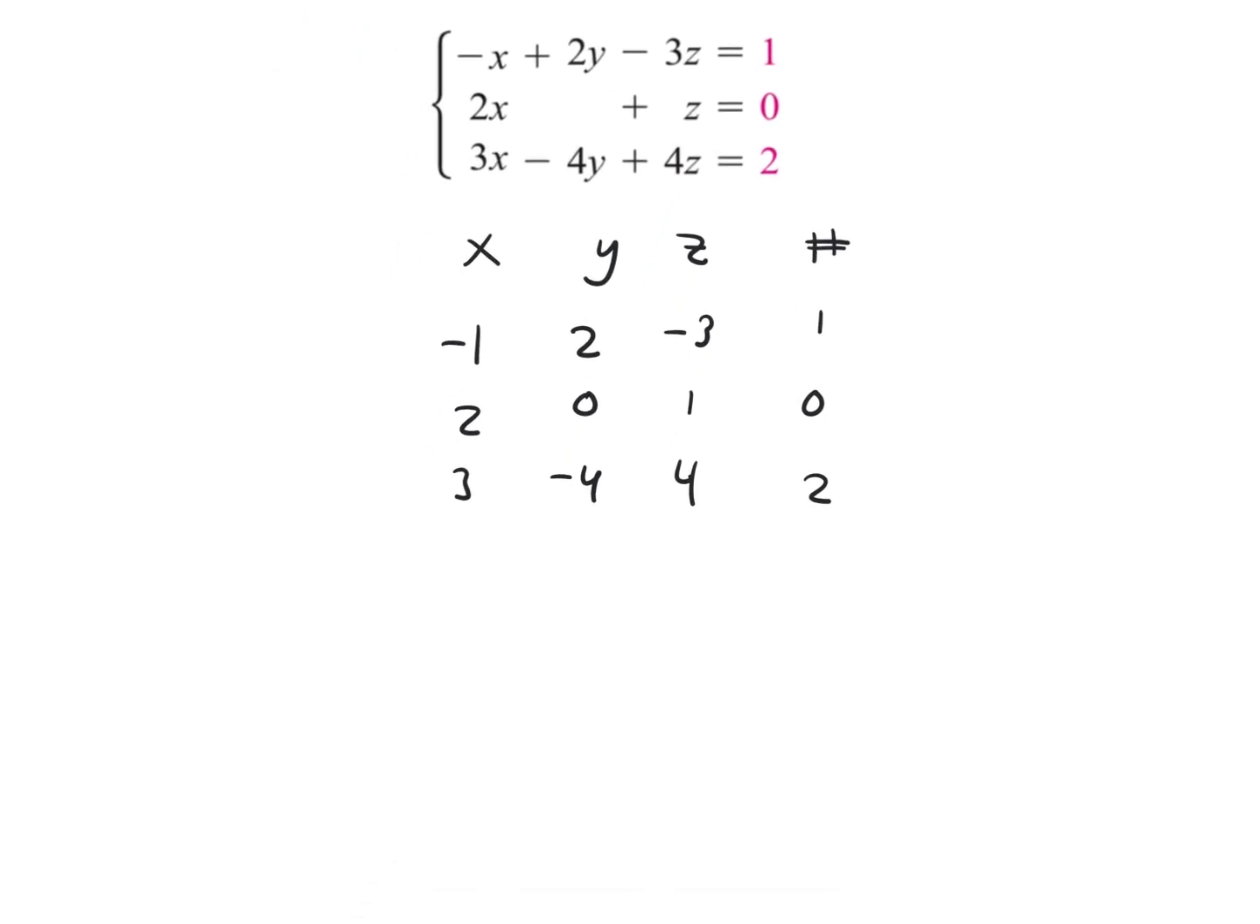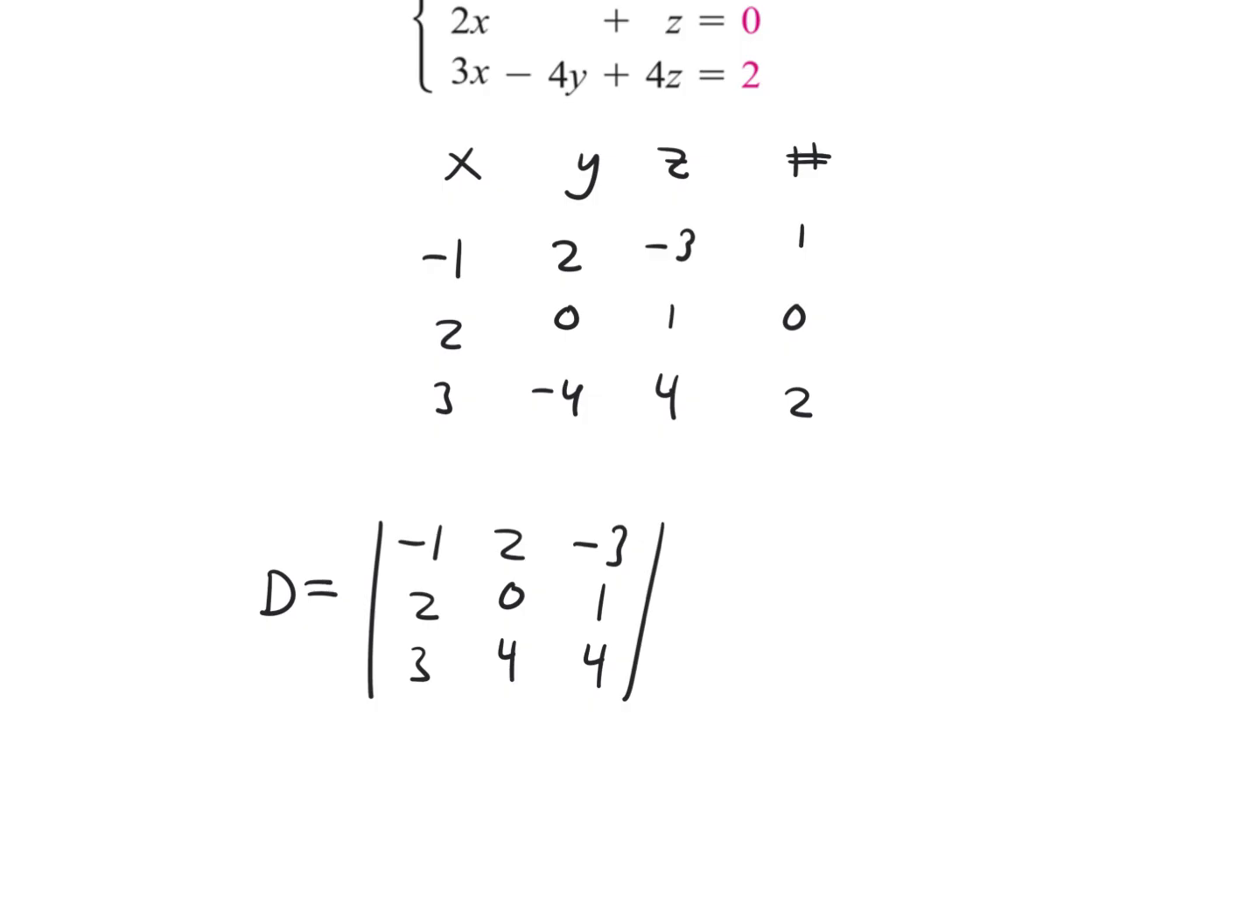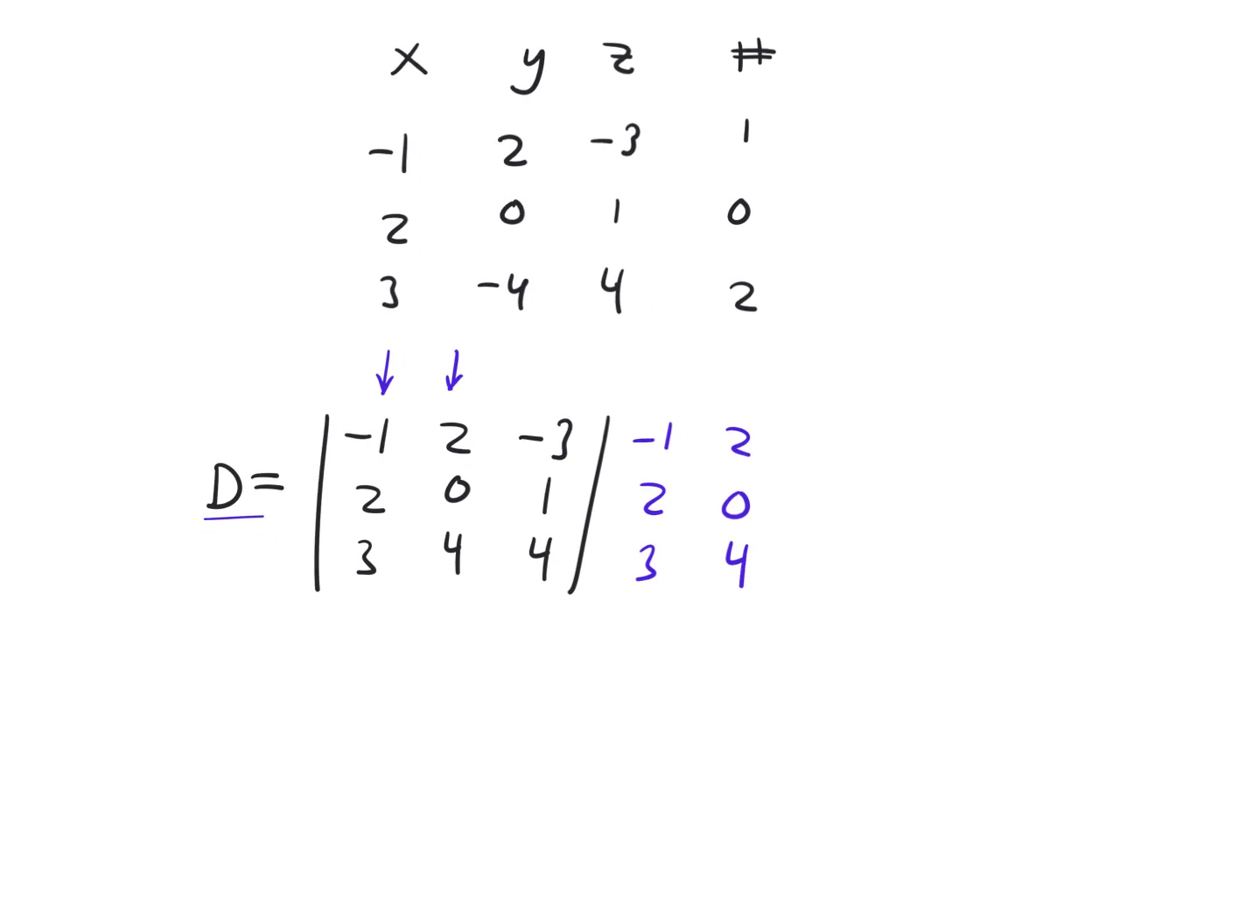All right, so let's start by finding the determinant of our coefficient matrix. So I'm going to take -1, 2, and 3, 2, 0, and 4, -3, 1, and 4. All right, and we want to find this determinant using the method that you guys like. I'm going to take those two columns and I'm going to rewrite them on the outside. So -1, 2, and 3, 2, 0, and 4. All right, so now let's find this.